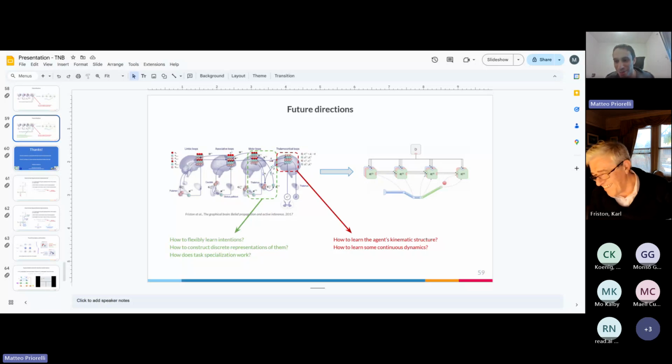No, yeah, we did something, but no. Can we go back to your... Oh, here we are. Good. Yeah. So, how to flexibly learn intentions. Yeah, I think we've spoken about that.